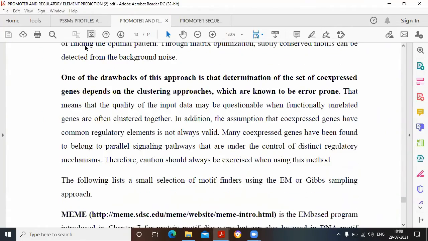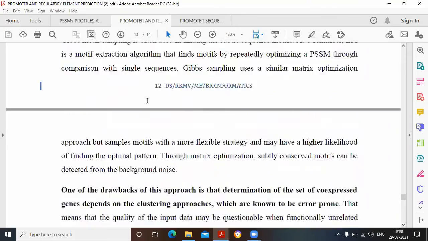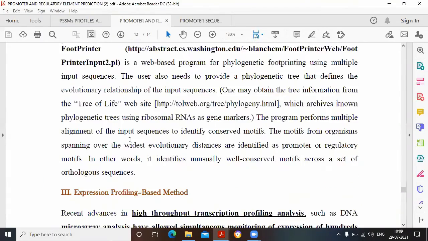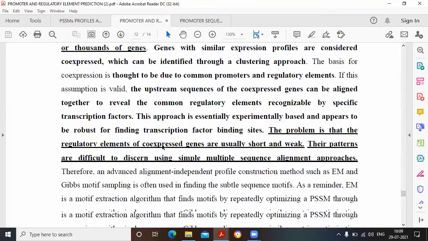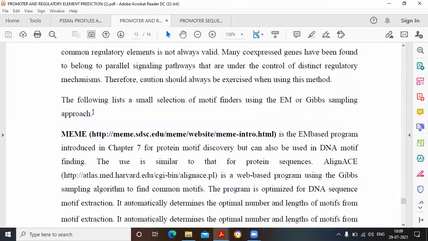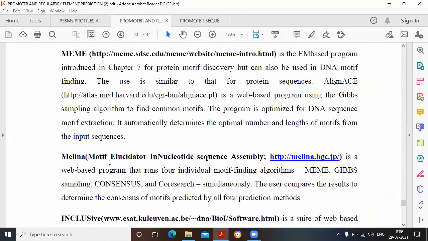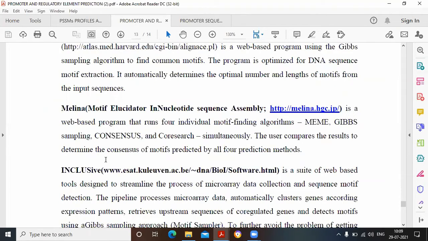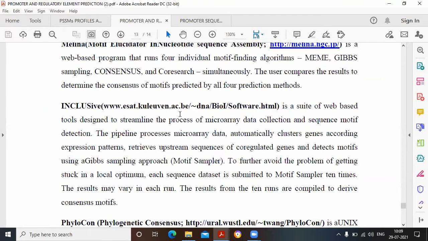And again for microarray, if you want to compare and find out, by an expression profiling based method, what the different sequences present are, there are tools such as MEME, Melina, and Inclusive. Again, some of these are working, some of them are not working.